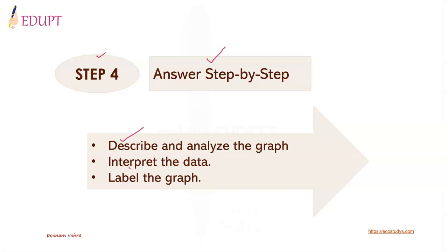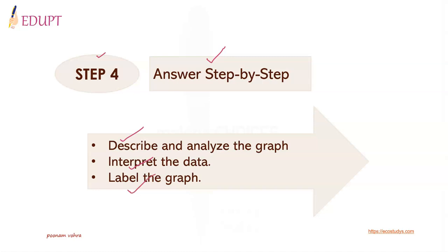Then you need to interpret the data if it is applicable. That is, in case numerical data is provided, then you need to use it to calculate or support your explanation. In the same example, suppose it's given that savings at 500 crores equal investment at 500 crores. What does it indicate? You need to write, this indicates that the economy is in equilibrium at that level of income.